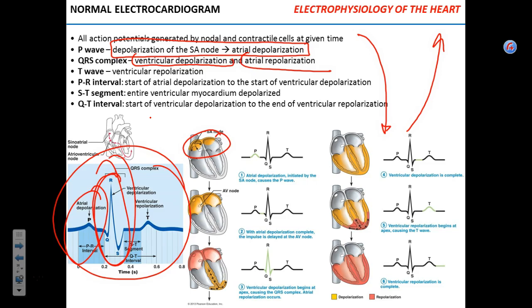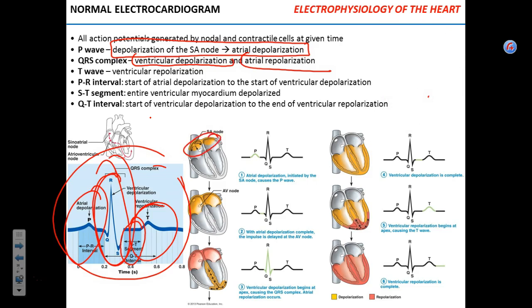And then you can see ventricles stay depolarized for quite a while, okay? And then the T wave represents ventricular repolarization. So let's take a look at the flow chart on the right, just to make sure that we get it one more time, okay?